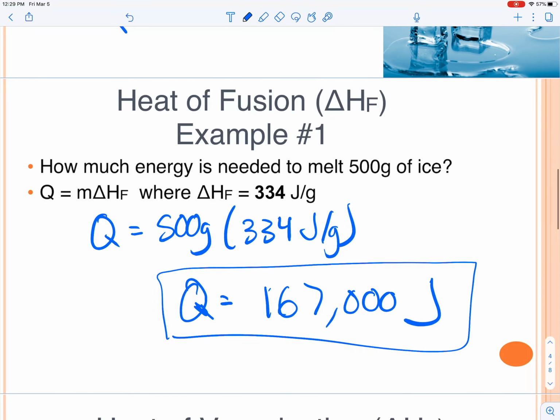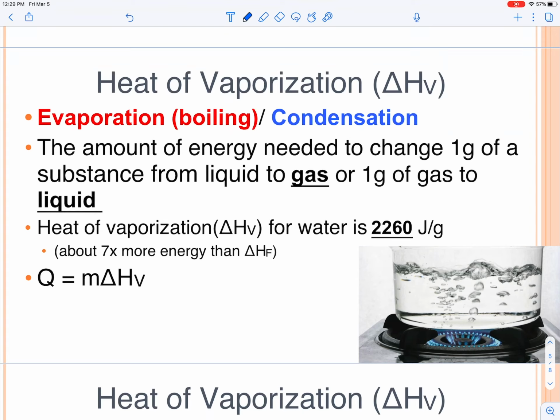Again, we want to use this number, 334, for melting and freezing. But what if we have evaporation or condensation? Then we're going to look at the heat of vaporization, which is how much energy we need to evaporate or condense 1 gram of water or liquid. The heat of vaporization for water is 2,260 joules per gram. Just notice that this requires a lot more energy. If you've ever had to make pasta or boil an egg, you'll know it takes quite a lot of energy to evaporate water.